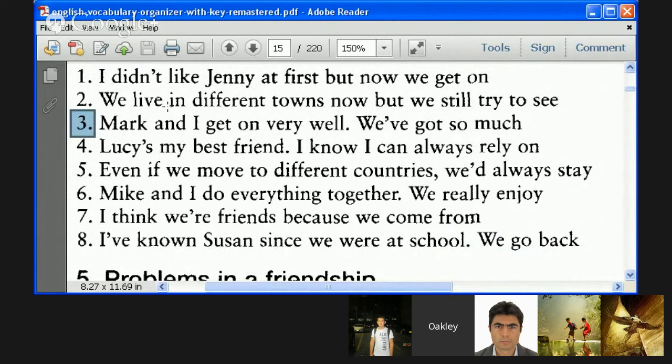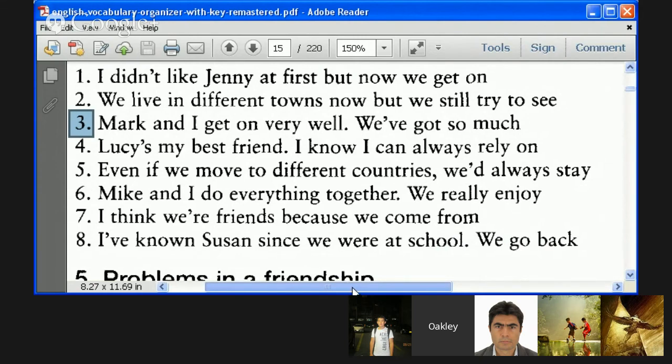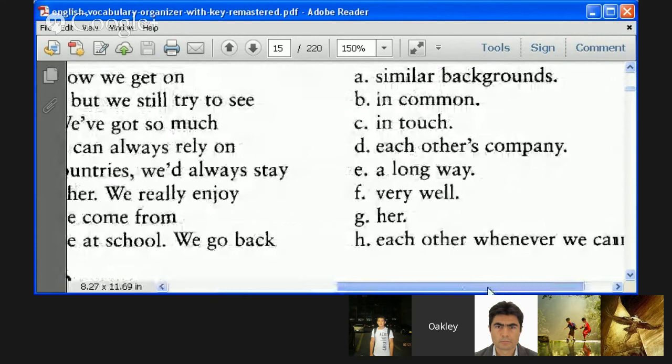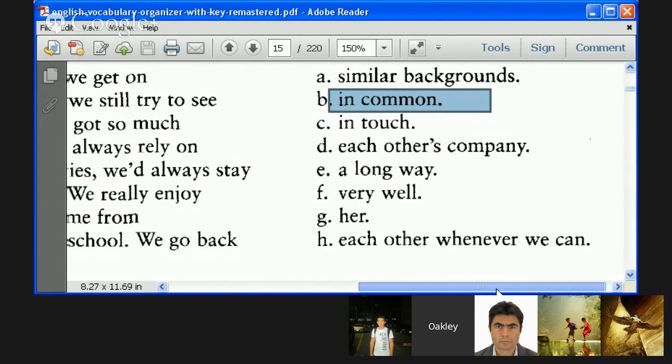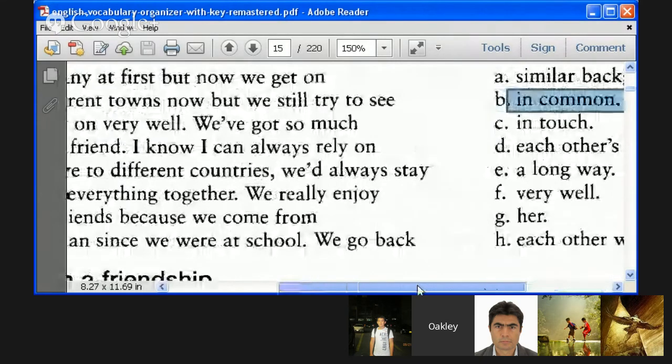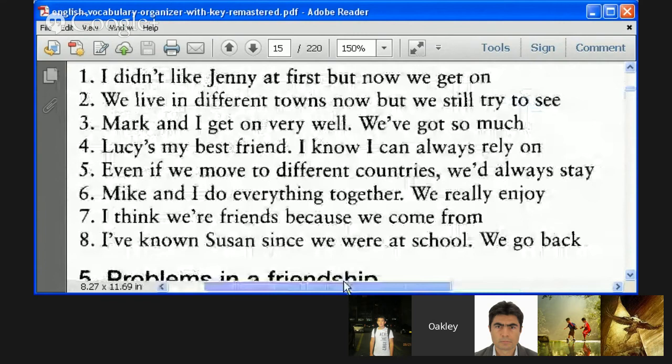Okay, Juan Carlos, how about number 3? "Mark and I get on very well. We've got so much in common." Yeah, I talked about this earlier. You've got a lot in common. This is very normal to talk about when you're discussing friendships. Sure, we've got a lot in common. We've got many things in common.